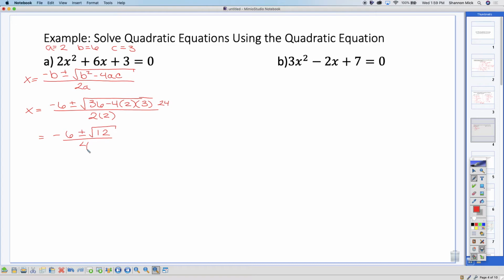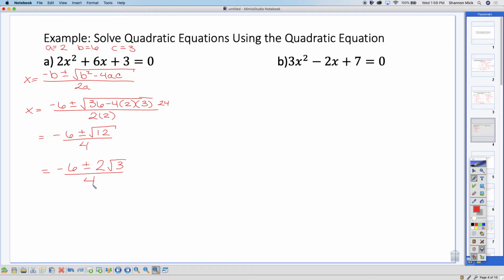Okay, look for a perfect square in 12. 3 and 4. 4 is a perfect square, so it's 2 times the square root of 3. So negative 6 plus or minus 2 square root of 3 over 4. That's where I'm at right now, and I'm stuck.